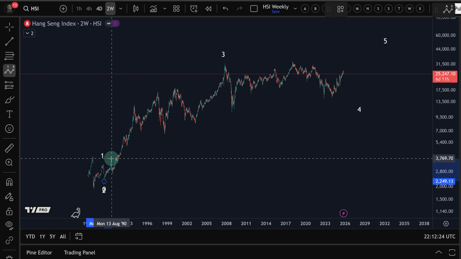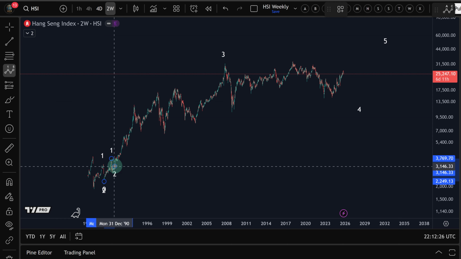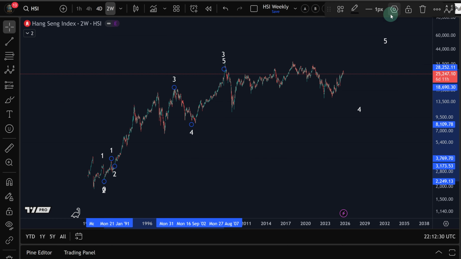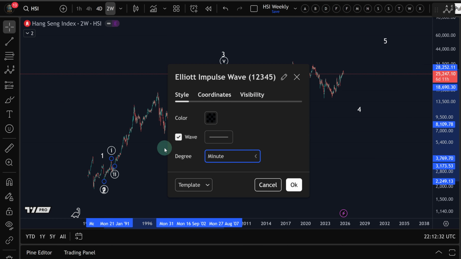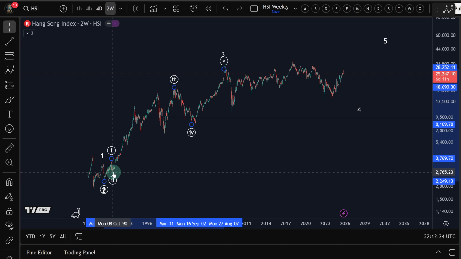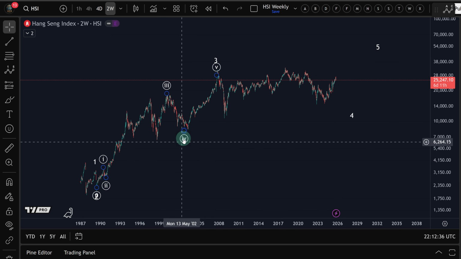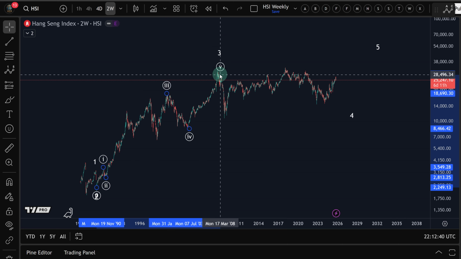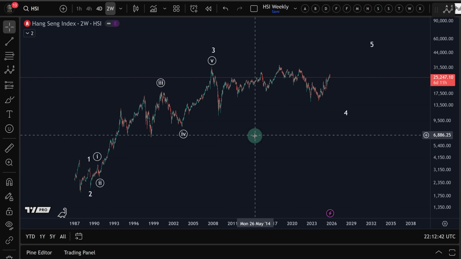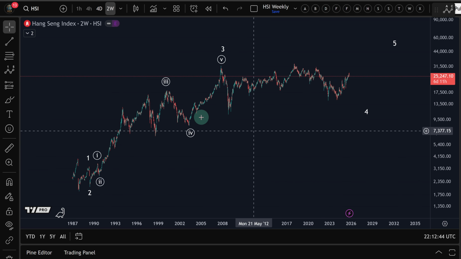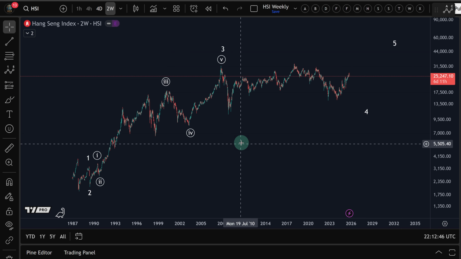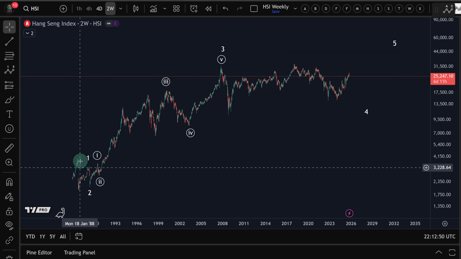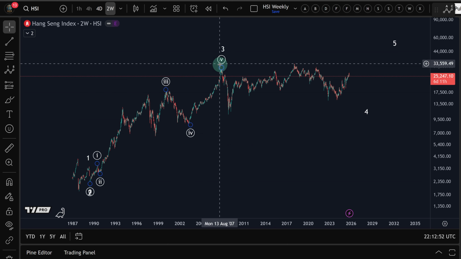And I can identify another 1, 2, 3, 4, 5. Normally this takes much longer, but we already have our wave count for the Hang Seng. I literally just want to label it with you, help you understand how this structure is built and provide some education. Now, okay, so we have waves 1, 2, and 3.